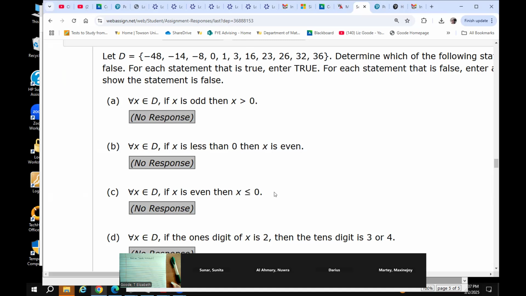Now, D talks about the ones digit being 2, then the tens digit is 3 or 4. So you have to know what the digits are. Let me just remind you, and we've talked about this in class. In the number 48, the rightmost digit is called the ones digit. It represents 8 times 1. But the 4 is the tens digit because it represents 4 times 10. Does that make sense?